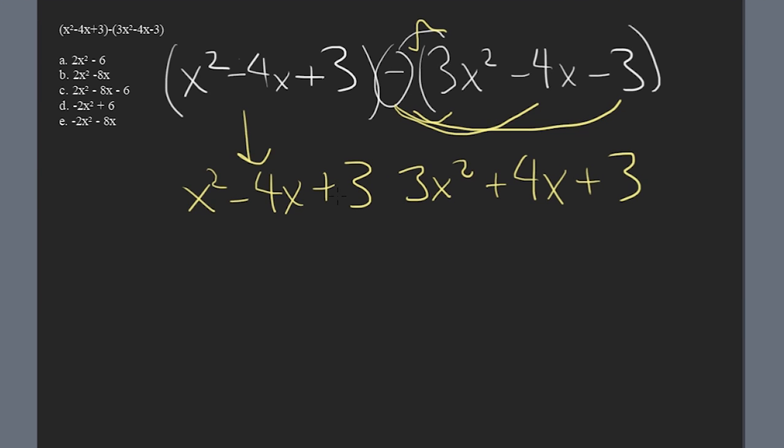Oh, now that was a close call. I almost forgot the negative 3x squared. I just wrote 3x squared right there. So I should have written negative 3x squared. Luckily, I caught it.